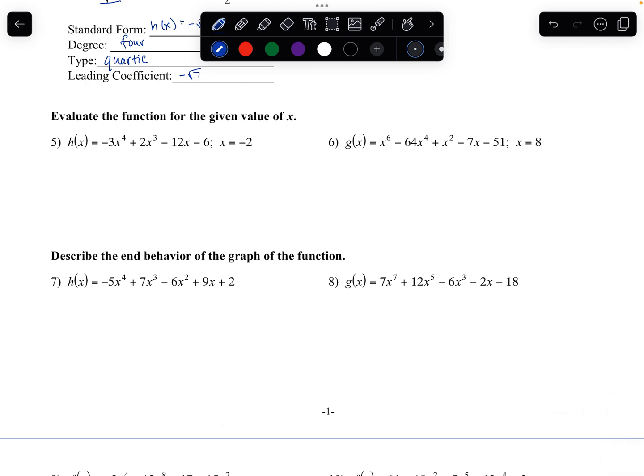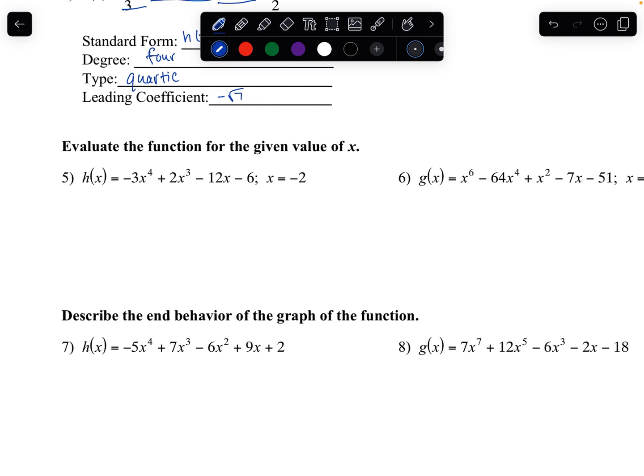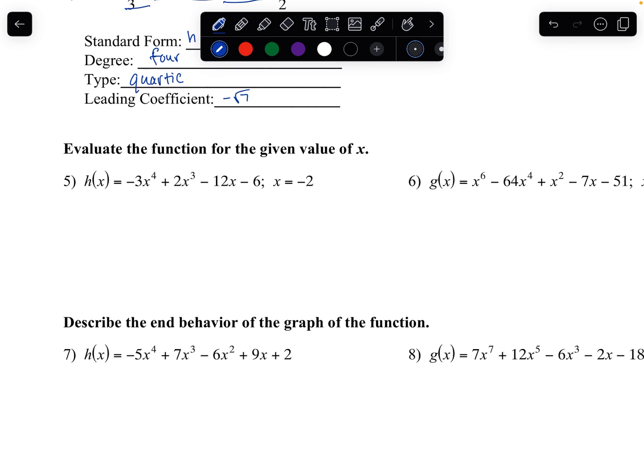Okay, moving on. We have: evaluate the function for the given value of x. So we're going to take this function right here, and we're going to plug in negative 2 for that function. So h of negative 2 is equal to negative 3 times negative 2 to the 4th plus 2 times negative 2 cubed minus 12 times negative 2 minus 6. If you have a calculator, you can punch it in. If you know any shortcuts, use the shortcuts in your calculator.